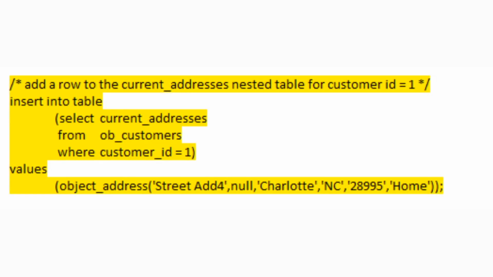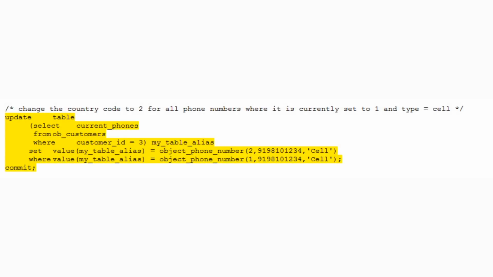Now let's do an update. We'll start by adding a row to our current addresses collection for customer ID equals 1. First off, check out how we used an inline view here as our select. In fact, we're selecting the current address field of the OBs table where our customer ID equals 1. All right, that's now our table that will be doing the insert of a new object address constructor. Hey, come on. Somebody had a pretty good day at Oracle when they thought up that syntax. That is truly elegant.